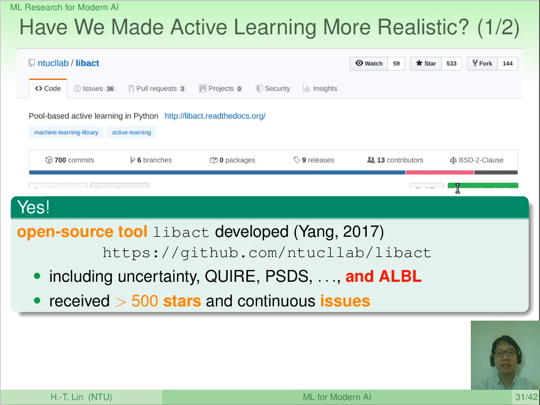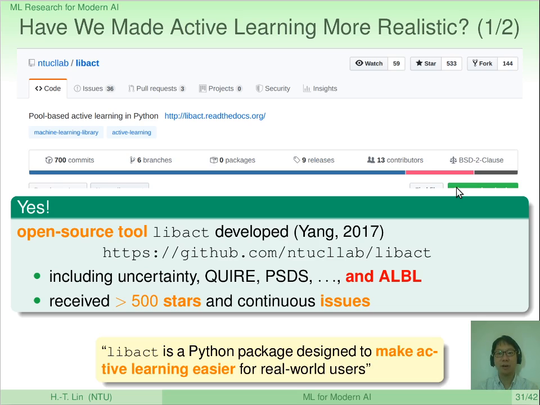Well, with the package, did we really make active learning more realistic? Did we really achieve application intelligence? The answer is maybe yes. We got more than 500 stars on GitHub, and there are continuous issues showing that people really care about the package. People really want to use it for their applications, for building whatever works they have. And this is really a package that contains many strategies as well as the choice of strategies like ALBL, the active learning by learning algorithm. So we seem to achieve our goal. The package is designed to make active learning easier for real-world users, and achieving that should give us some level of application intelligence.